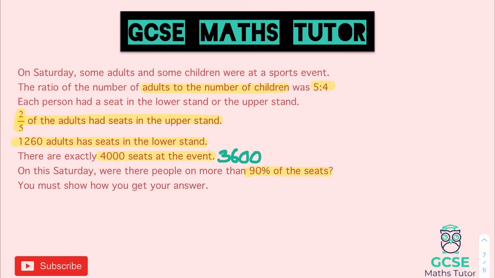Moving on then. Now it says that 2/5 of the adults had seats in the upper stand. So if that is 2/5, then the amount of adults in the lower stand must have been 3/5. And we know that 3/5 is equal to 1,260. Now this is the one step in here which is a little bit harder than the last one, because to get from 3/5 to 2/5 is a little bit more complicated.